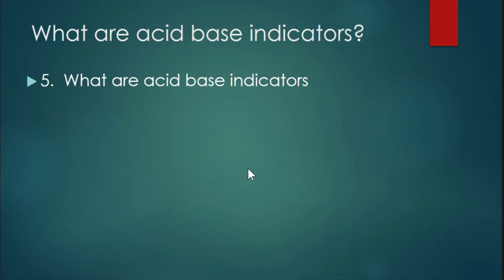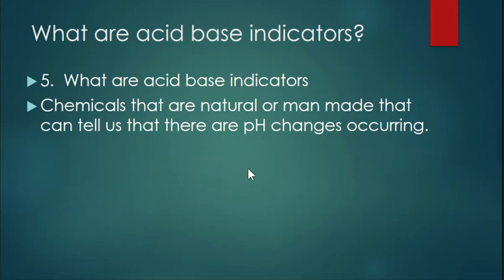Okay, so what are acid-base indicators? They're chemicals that are either natural or man-made that can tell us where you are falling in the pH scale. Are you a 3? Are you a 10? Are you a 14? Or are you 7? So these chemicals will tell us what the pH is.